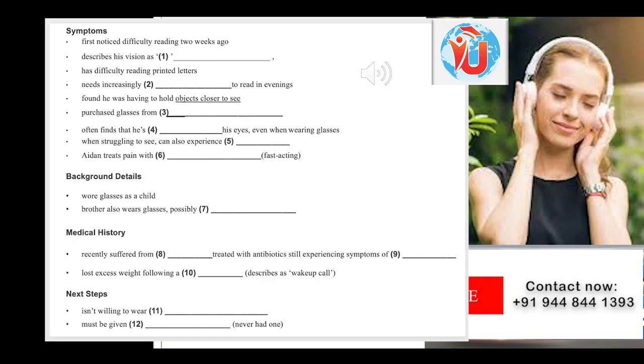You hear an optometrist talking to a patient called Aiden Fitzpatrick, who has been experiencing blurred vision.